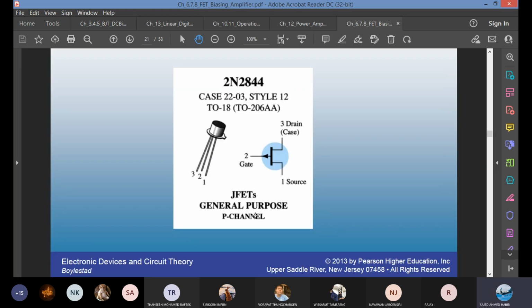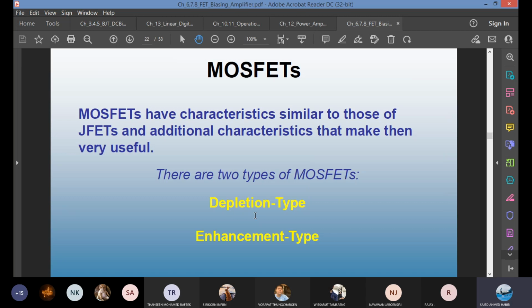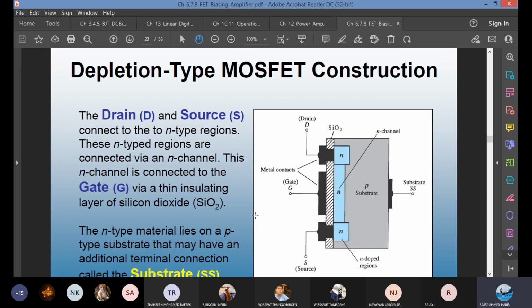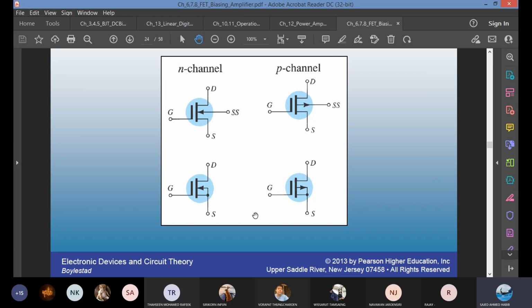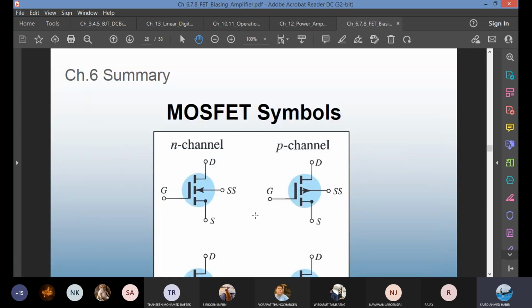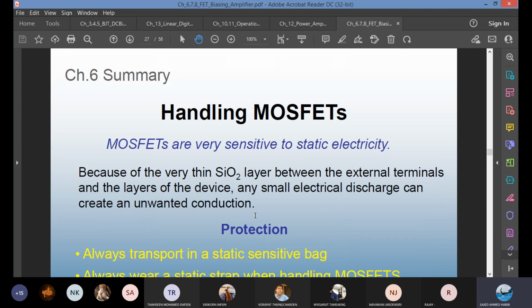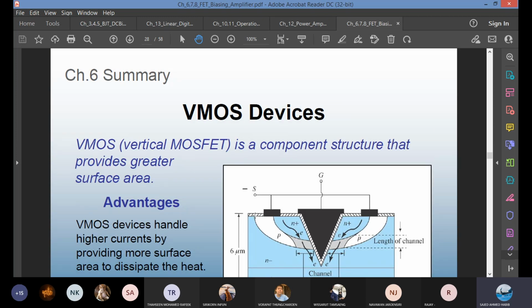JFET also has its DC and AC analysis. Let's talk about MOSFET for a bit. You just read the theoretical part of the MOSFET. What are the differences? Why you have to be careful about handling the MOSFET, because MOSFET is very sensitive. There is no mathematical thing that you should be worried about from the MOSFET for your exam.